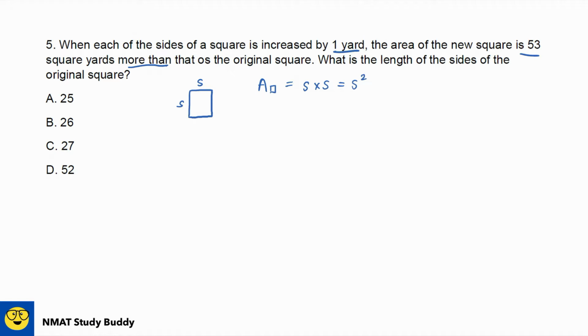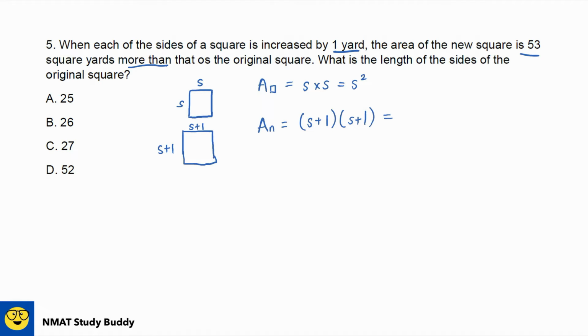And then, dadagdagan mo daw siya. So, magkakaroon ka ng mas malaking area, kasi dadagdagan mo yung each side ng 1. So, ito magiging S plus 1 and S plus 1. So, yung area ng new square is equal to S plus 1 times S plus 1.